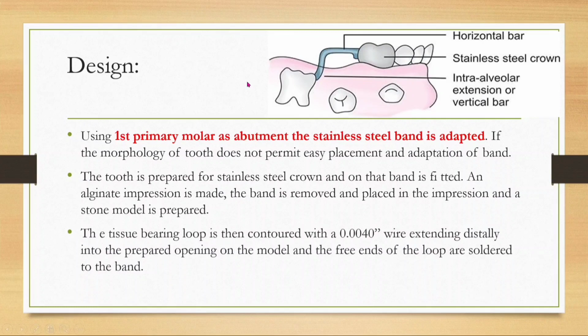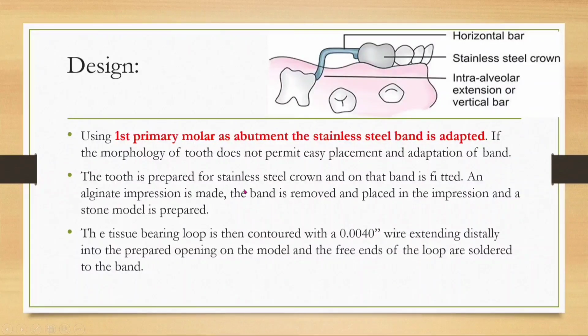So, design using the first primary molar as abutment. This is the first primary molar. The second primary molar is missing. So a steel band is adapted, and from this steel band there will be a horizontal bar and an intraalveolar extension which is directed towards the mesial side of this erupting permanent first molar.